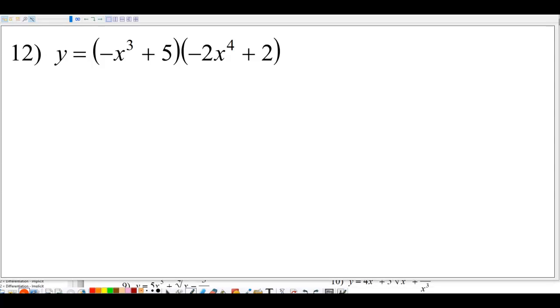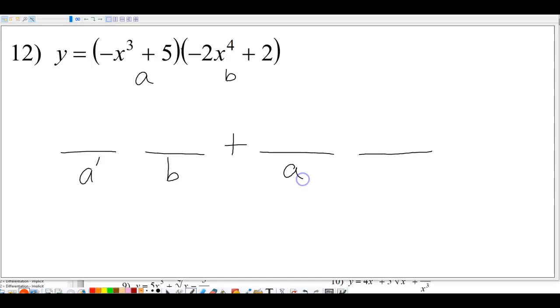This is the product rule. How do I know that? Because I've got two functions that are being multiplied together. So here's my a, here's my b, and off we go. The product rule tells me that we do a prime times b, and then add to that a times b prime.